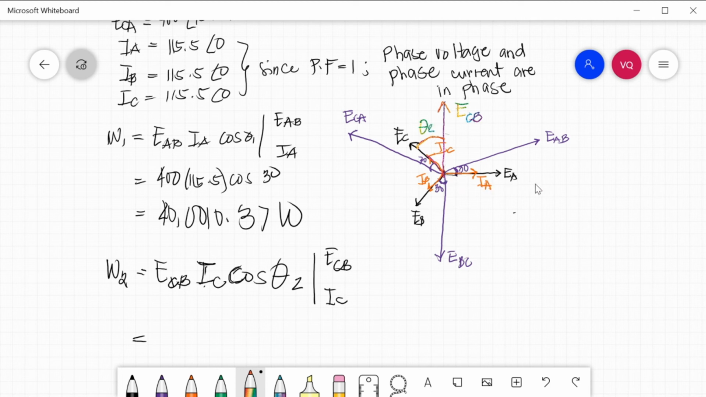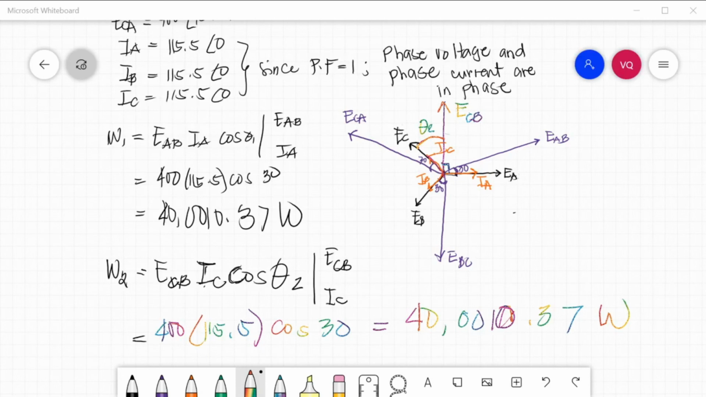Phase voltage EA and phase voltage EC are 120 degrees apart, right? And EA and ECB is 90 degrees. So 120 minus 90 is the value of your theta 2, which means that is cosine 30 degrees. So 400 times 115.5 times cosine 30. Same as in wattmeter 1, equal to 40,010.37 watts.